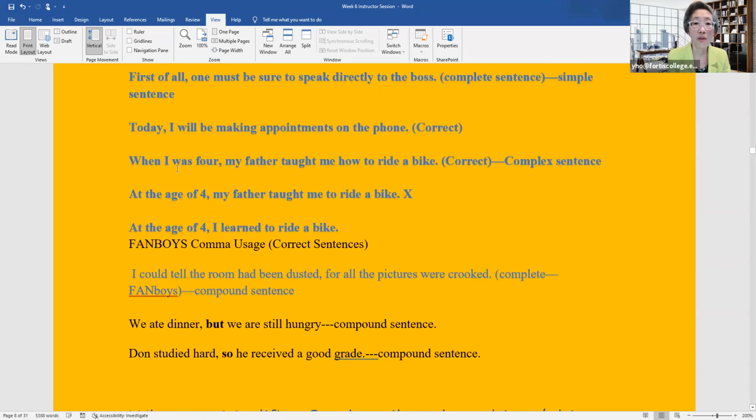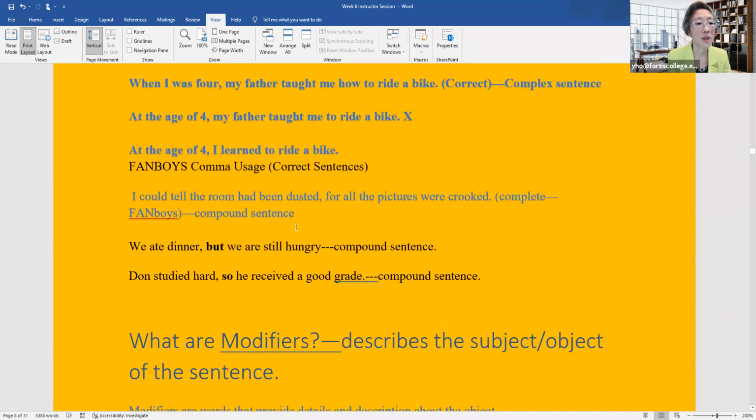"When I was 4, my father taught me how to ride a bike." Here you have a dependent clause and then an independent clause, so this is a correct sentence. But you're going to learn that some sentences are wrong not because of the structure. Structurally, these are correct, but the meaning is wrong.